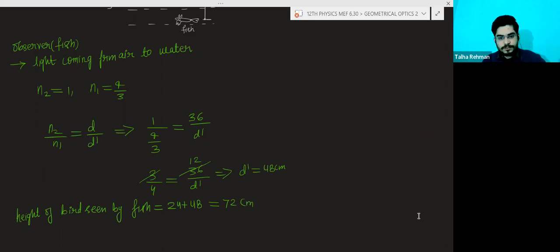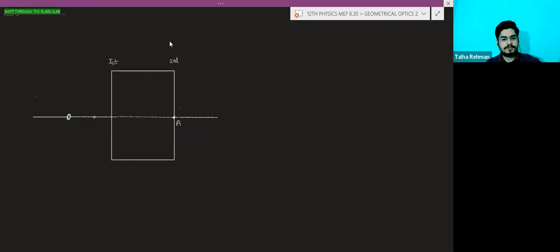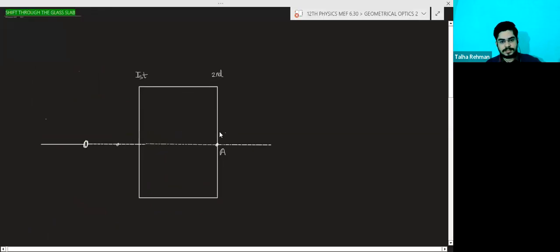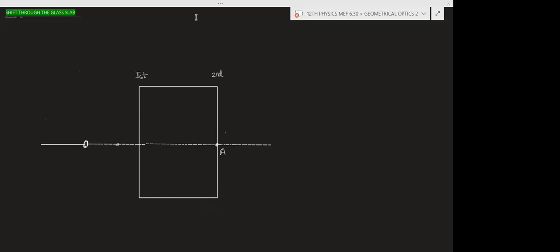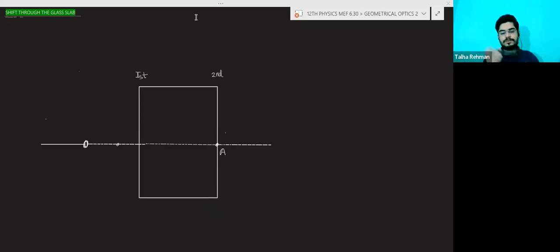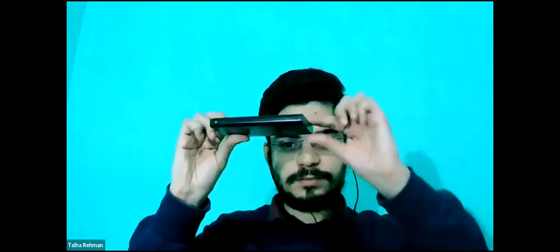Okay, by the way, the shift through the glass slab. So this is a glass slab. Actually, a glass slab is basically like this. A glass slab is made up of glass, we know. But suppose this thing is made up of glass. So the glass slab is like this, but you can consider the color of this is white and this is made up of glass.